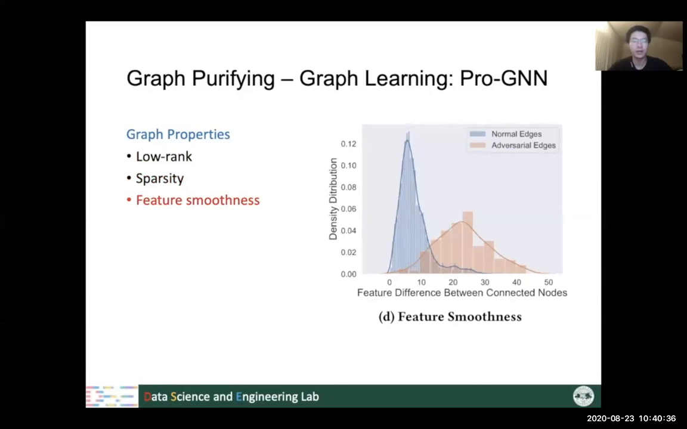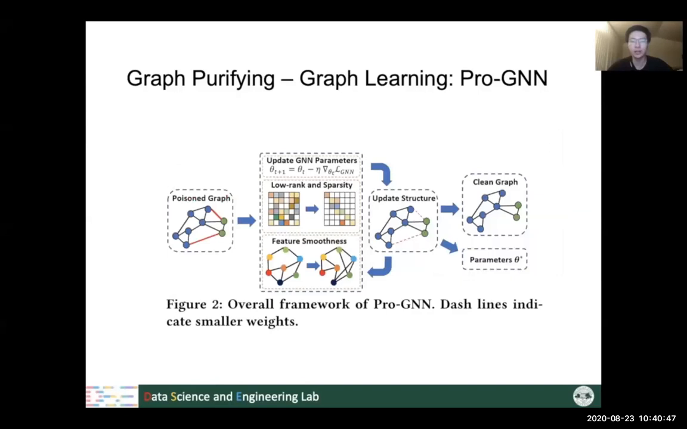Having known that adversarial attacks can actually break those properties, we can design our framework ProGNN now. By preserving the three properties, we propose ProGNN to jointly learn the clean graph structure and GNN parameters at each training epoch. We first update the graph structure to make it more clean and use the updated graph to learn GNN parameters. By iteratively training these two processes, we can finally learn both the clean graph structure and GNN parameters. So those are the details of graph purifying.